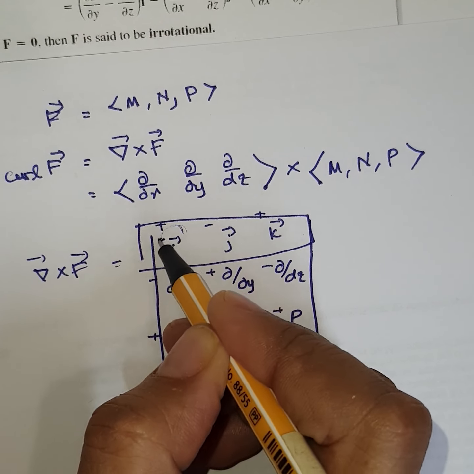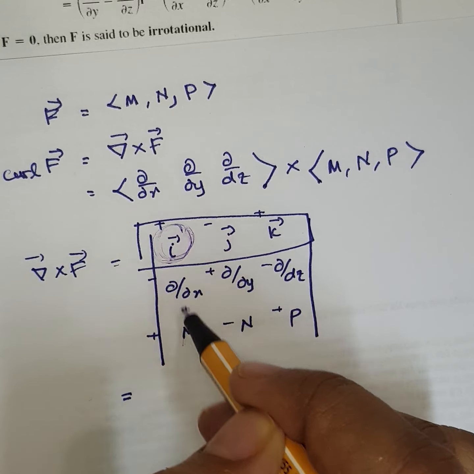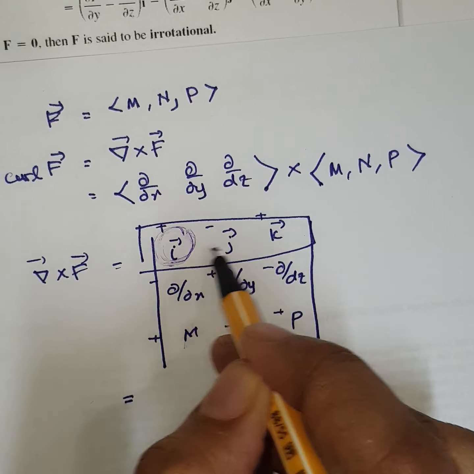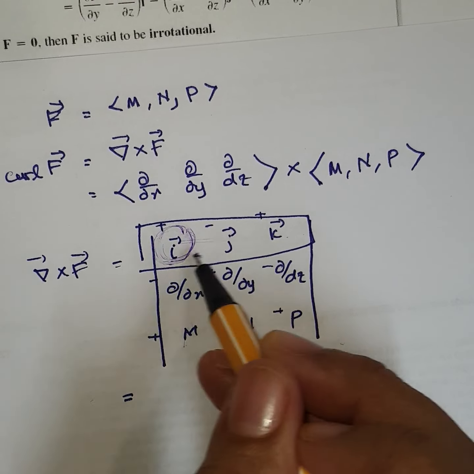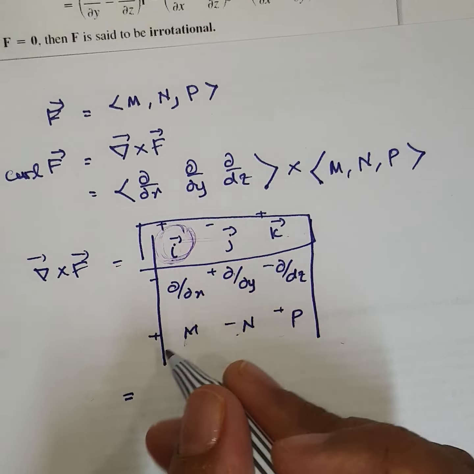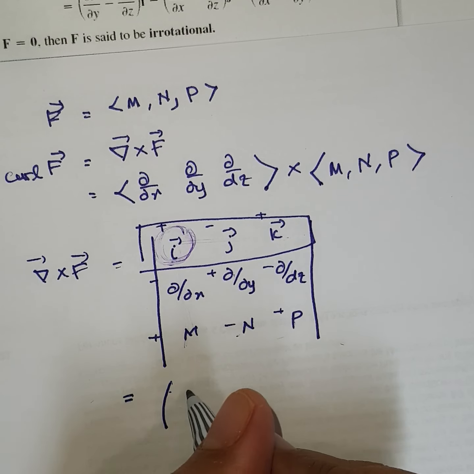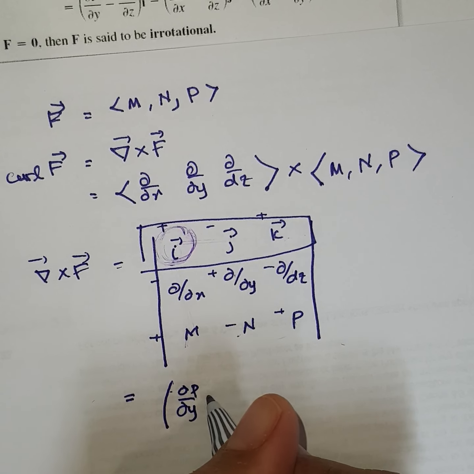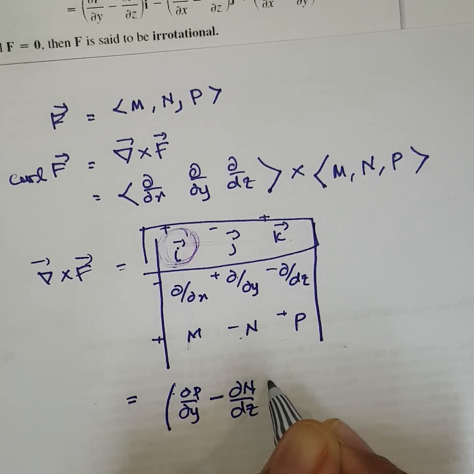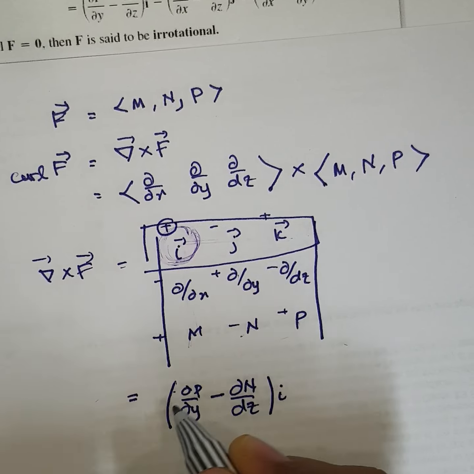Okay, we take I. Okay, so I ni melibatkan row pertama dan kolom pertama. Sorry, this is column. Kolom pertama dan row pertama. So in this case, kita matikan yang ini, matikan ini. Yang tinggal adalah ini. 1, 2, 3, 4. So maksudnya kita akan ada dp dy tolak dengan dn dz. Okay, and then komponen dia adalah I. Yang ini dia punya sign adalah positif.